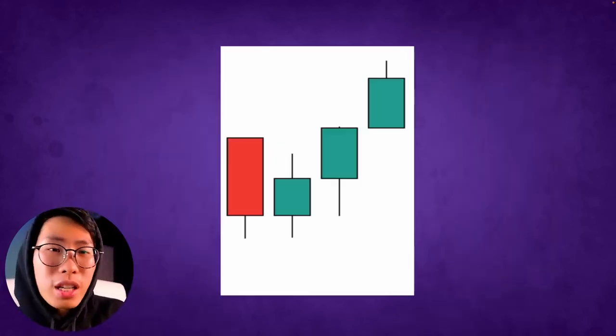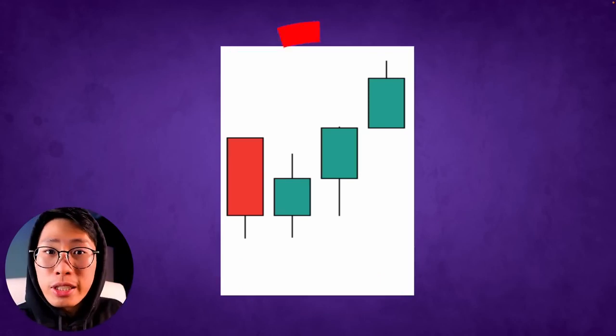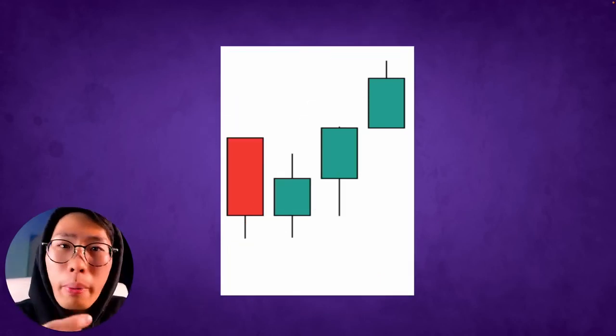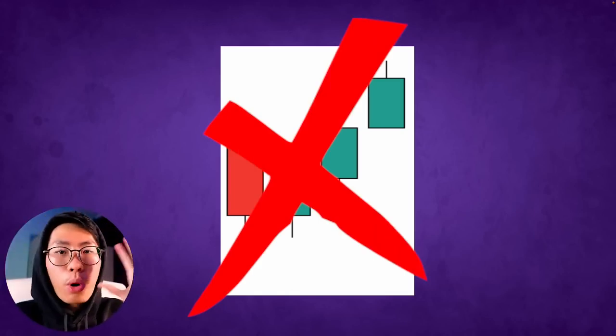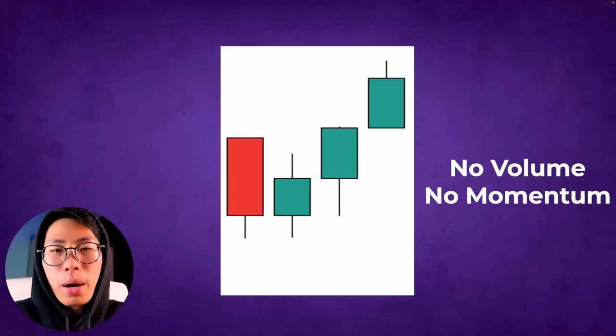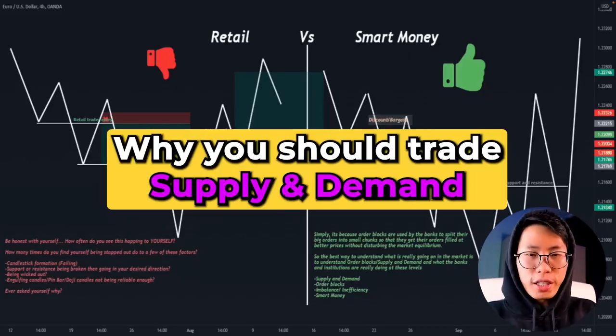On the other hand, if you see small candlesticks just like this, this is not demand, alright? This is small baby buyers. We do not want to see small candles like this because there is no volume or momentum by the smart money at all.